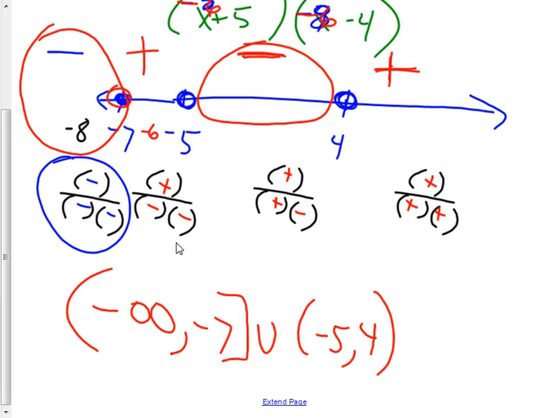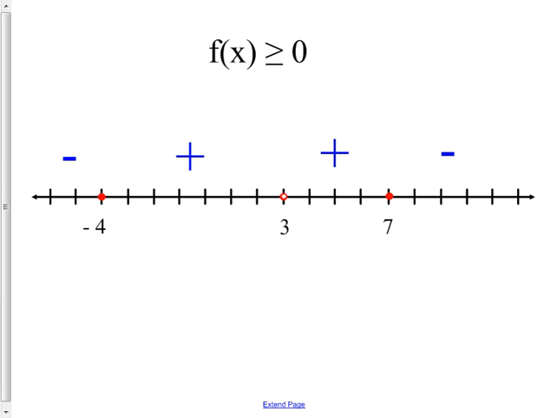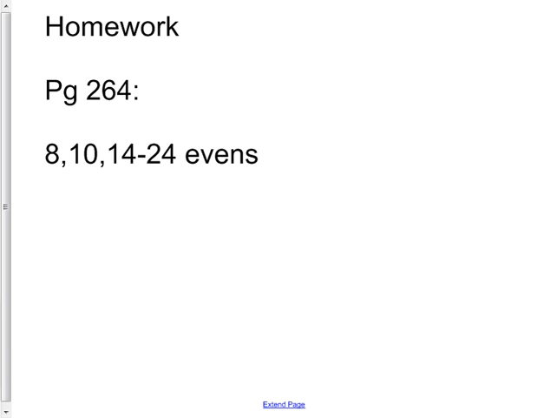Your homework is right there, page 264. 8, 10, and 14 to 24 evens. I got to get 2 homework scores from you from the last couple days.